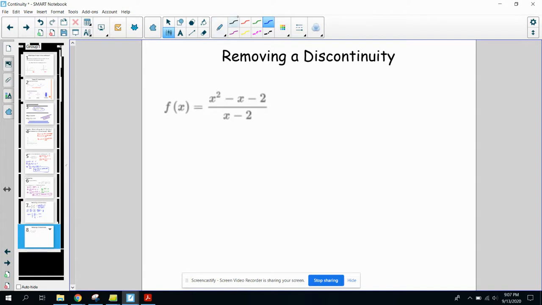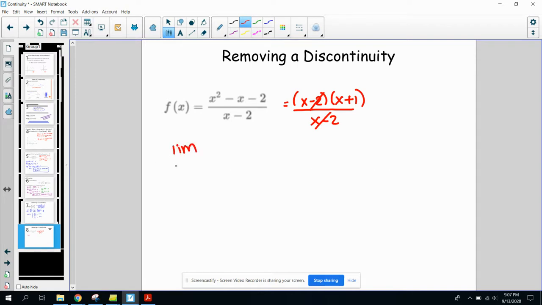Okay, so let's look at one more example here. So same type of idea. When I look at this, I can see right away there's going to be a discontinuity because the bottom can't be 0, so at 2. But let's try to factor this first. So if I factor this, I'm going to get x minus 2 and x plus 1 over x minus 2. Right, so these can cancel out. So at 2, I have a removable discontinuity.